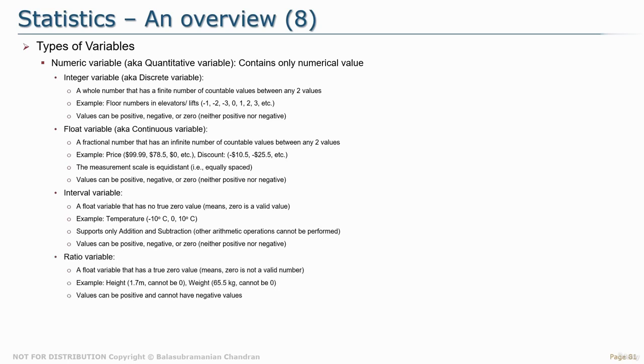Ratio variable. A float variable that has a true zero value, meaning 0 is not a valid number. Example, height and weight cannot be 0. Values can be positive and cannot have negative values.